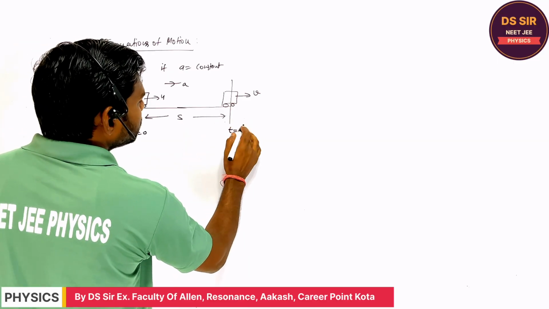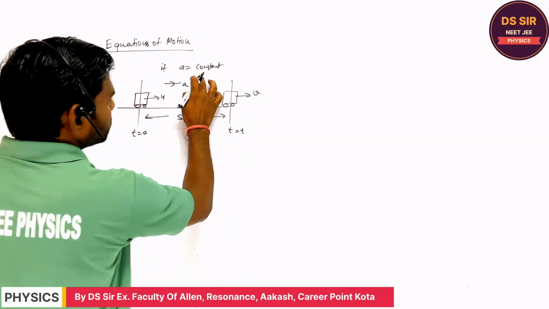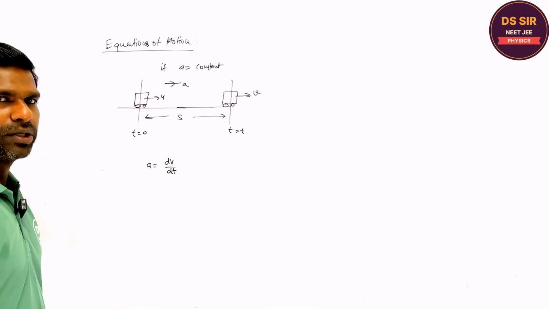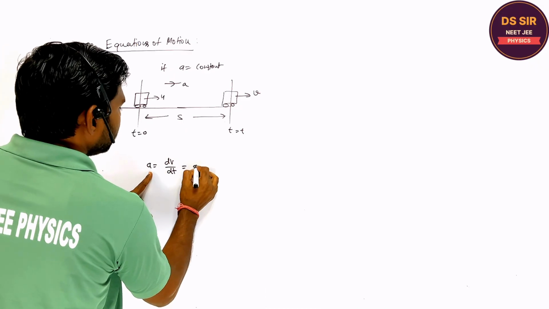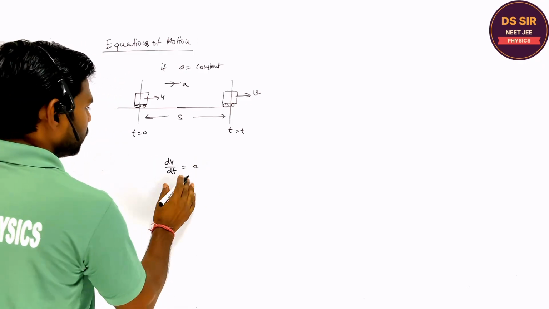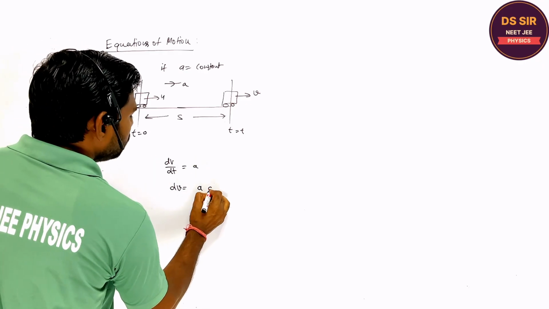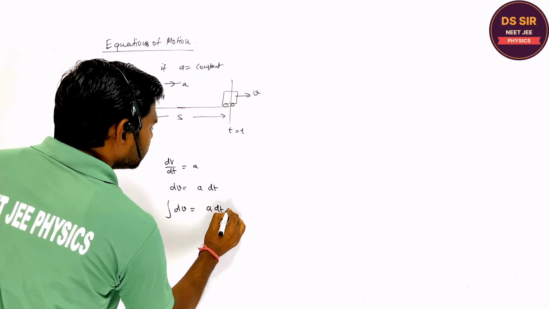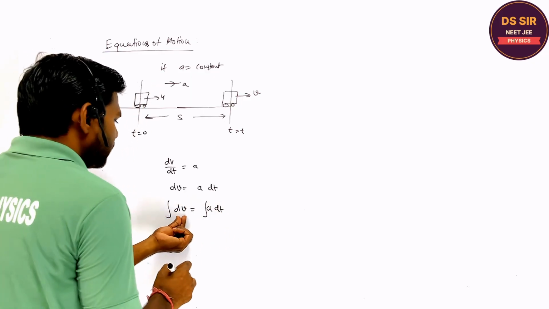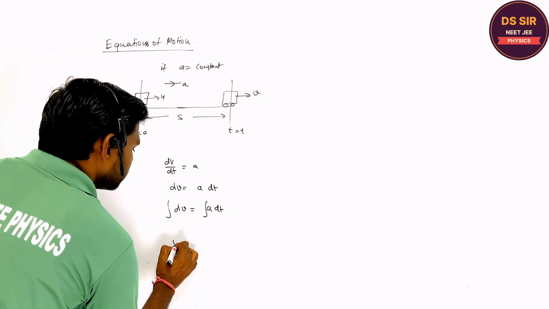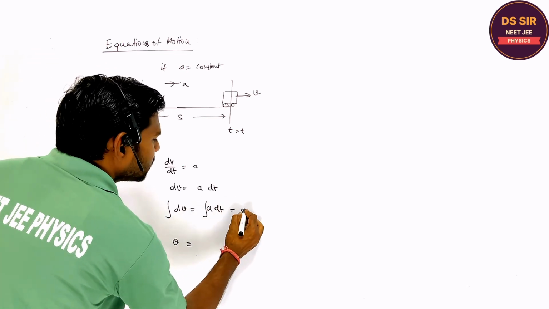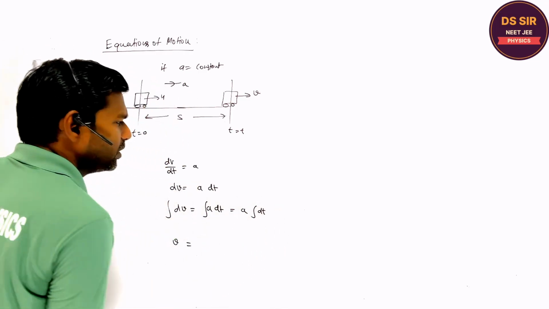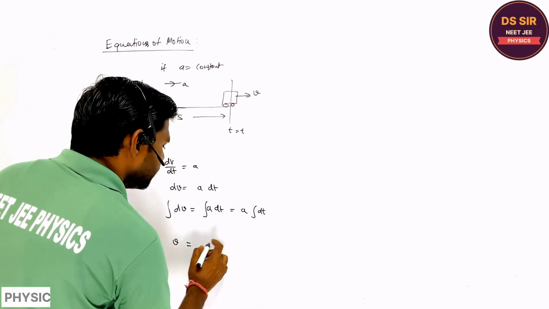So the situation is that the acceleration is constant, meaning the acceleration is written as dv upon dt. It is constant, so a is constant. So you may write dv is equal to a into dt. If you integrate, the integration of dv is v. The a comes out of the integration because it is constant. Inside, only dt remains. So what is the integration of dt?